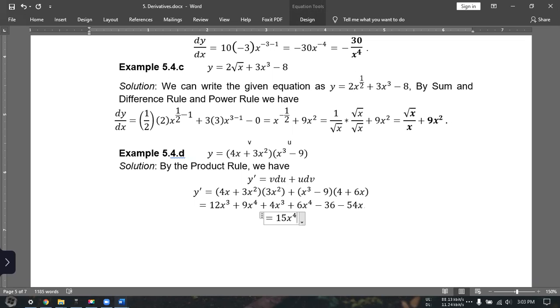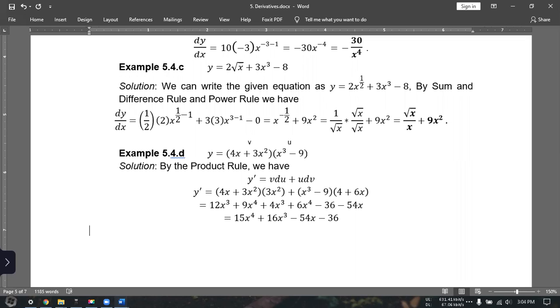How about the cube? We have two similar terms. We have 16x cubed. Then we don't have square, but we have 54x. I think that's it. Did I miss some term? No. So we have 15x to the fourth plus 16x cubed minus 54x minus 36. So that is the derivative.